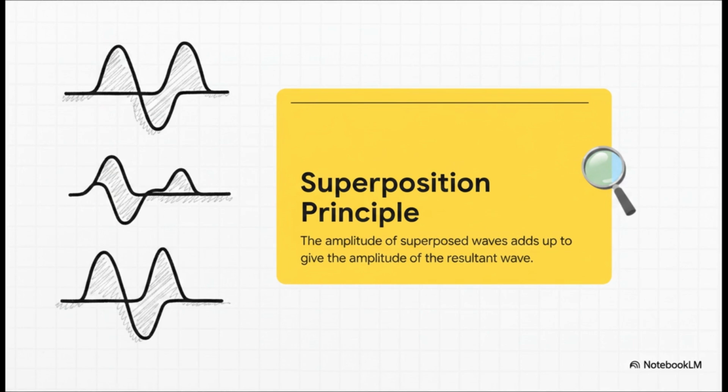When waves overlap, you just add them up. A peak plus a peak makes a bigger peak. A peak and a trough, well, they can cancel each other out. So simple, but wow, is it powerful.